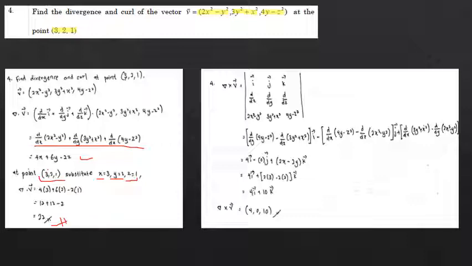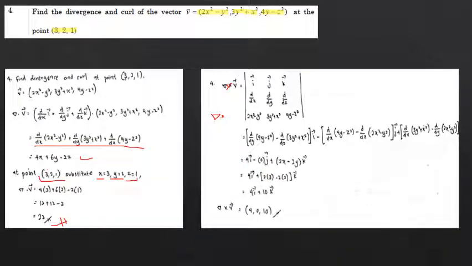So the next one is to find the curl. Here is a cross product of the operator, so we will get a vector. As we all know, if the operator is dotted with a vector, we get a scalar, and if it is crossed with a vector, then we get a vector. Hence for the curl we will get a vector.